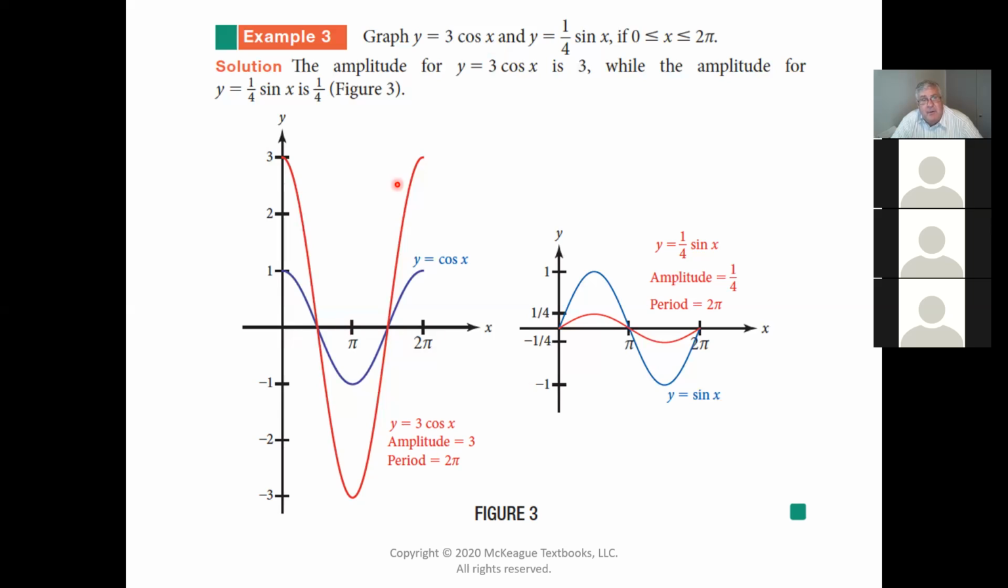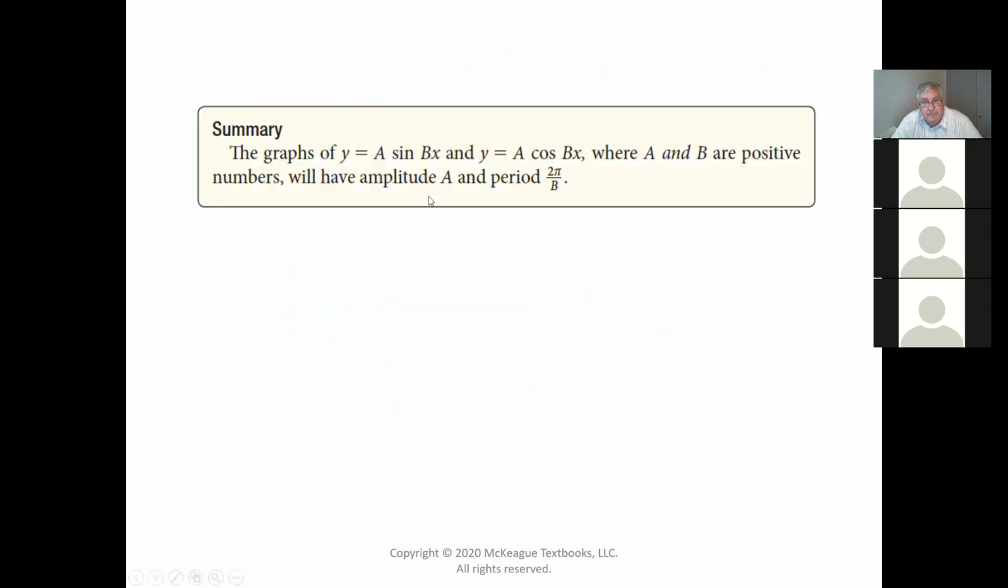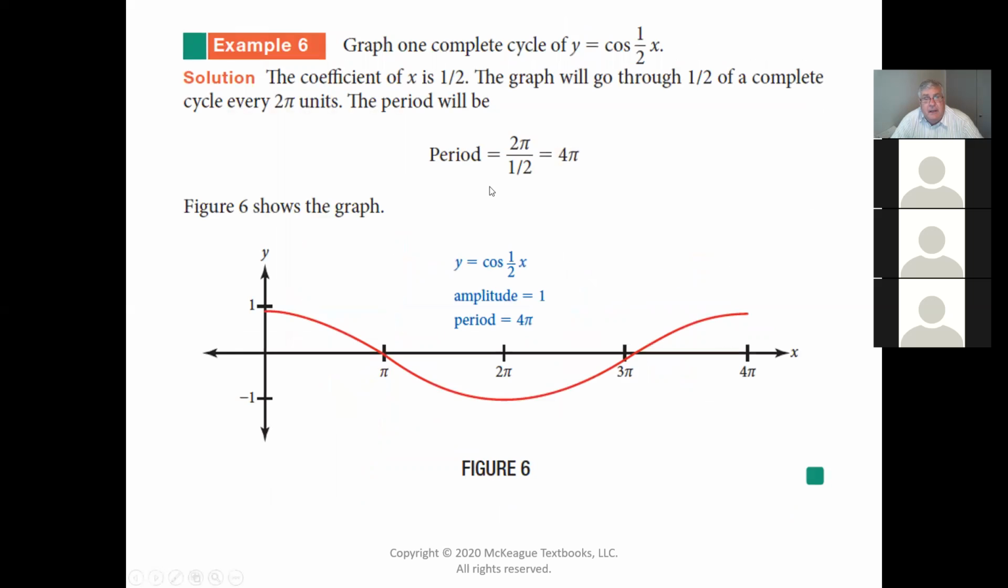So the number that's being multiplied by the function influences the amplitude. The number that's being multiplied by x, the argument of the trig function, influences the period of the trig function's graph. So this is important to know these things here. All right, here's an example.